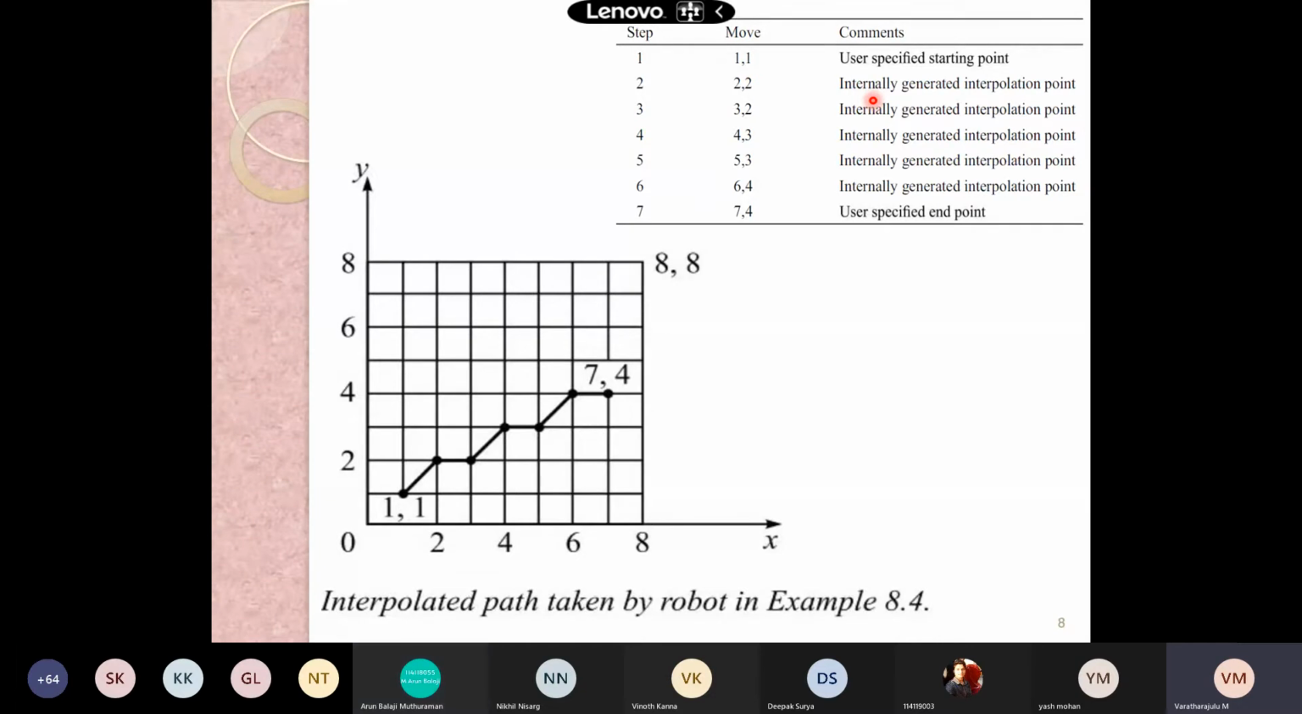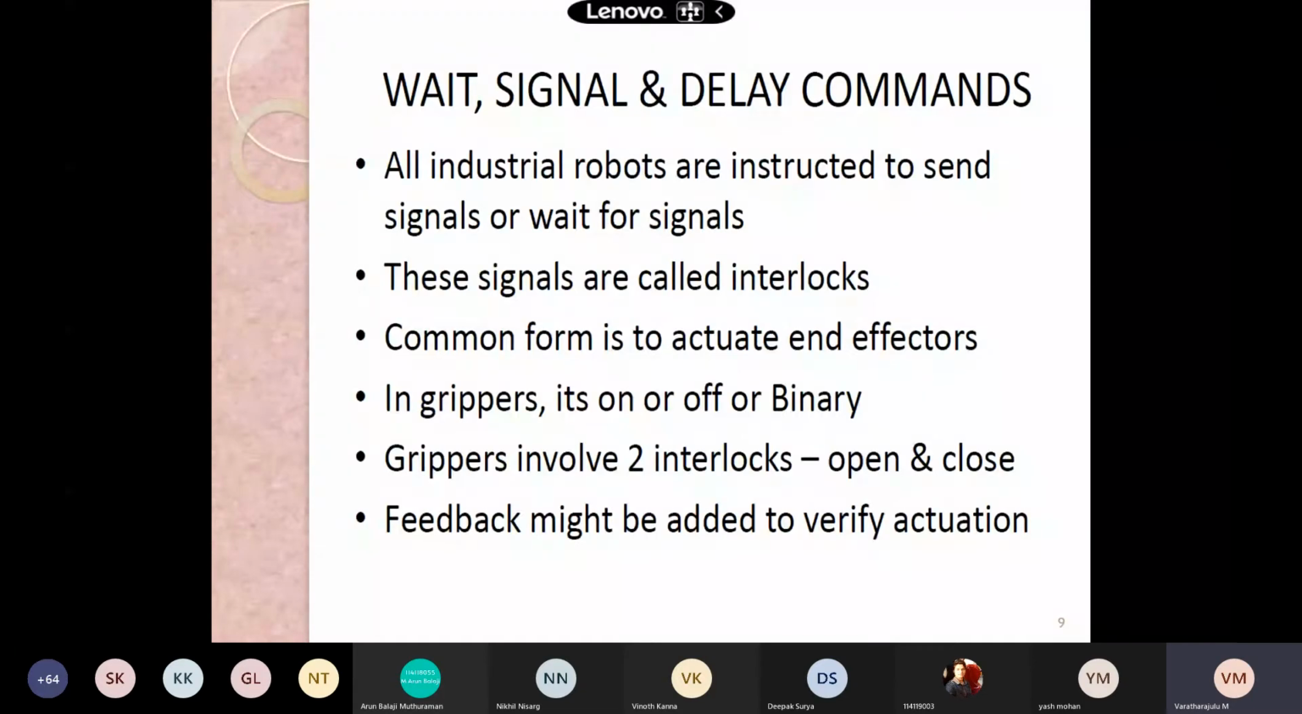Wait, joint interpolation. The first one is joint interpolation, and the second one is straight line interpolation. The third one is circular interpolation, and the last one is irregular smooth motion. This is robot programming. You make a note of these commands: wait, signal, and delay. There are a few commands we need to remember for doing robot programming. We'll start from these three: wait, signal, and delay.